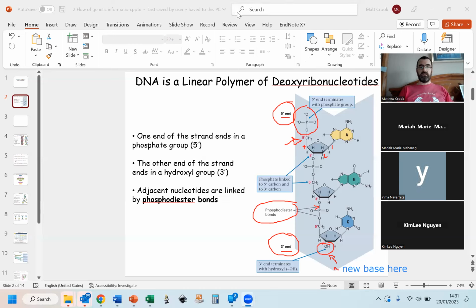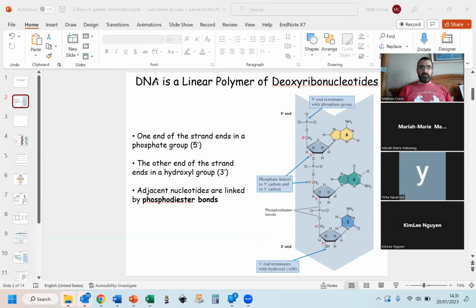Let's get rid of those. And this directionality is super important in terms of DNA replication and transcription, perhaps even more so in DNA replication, because it causes all kinds of issues.